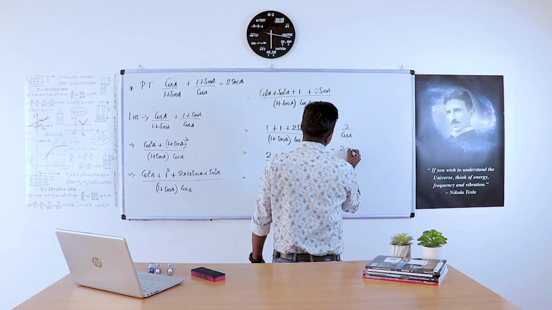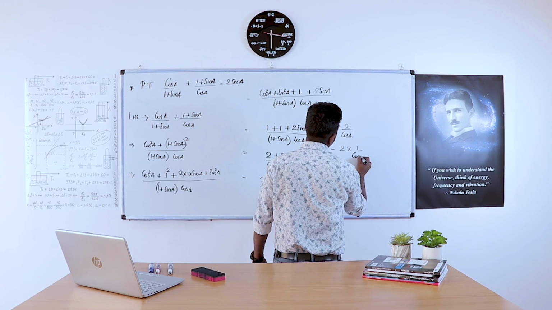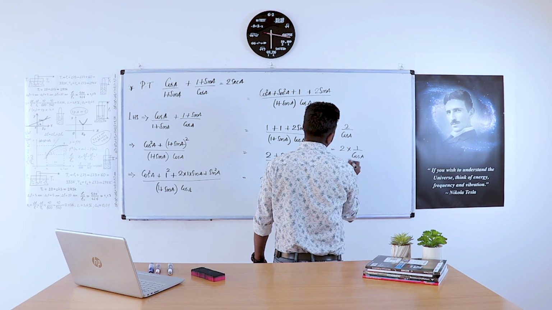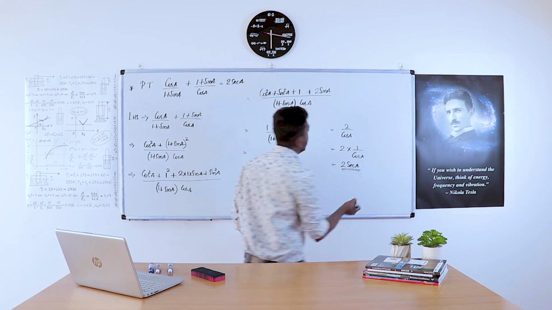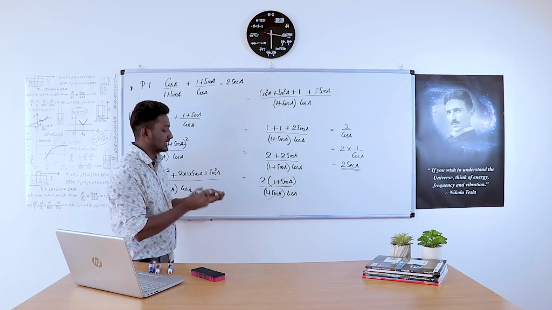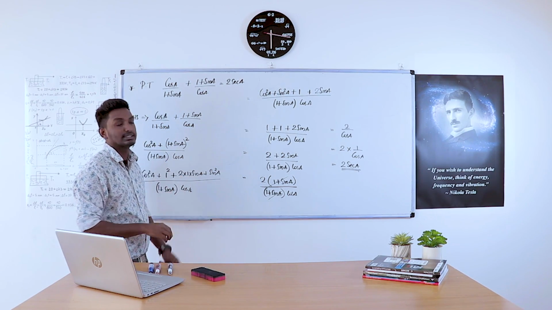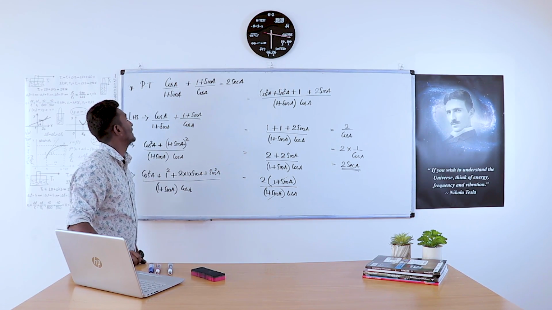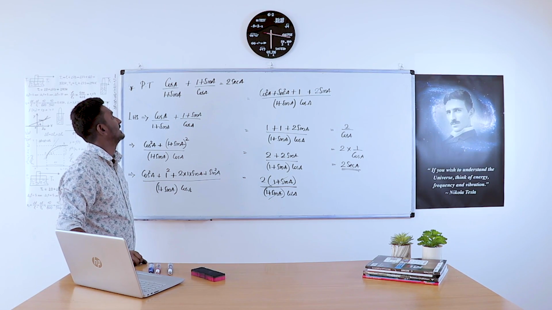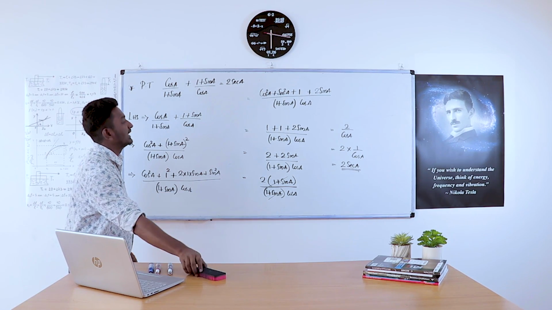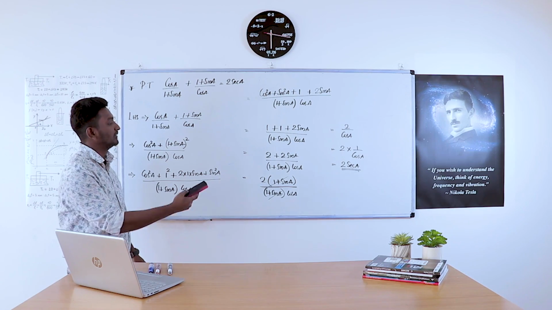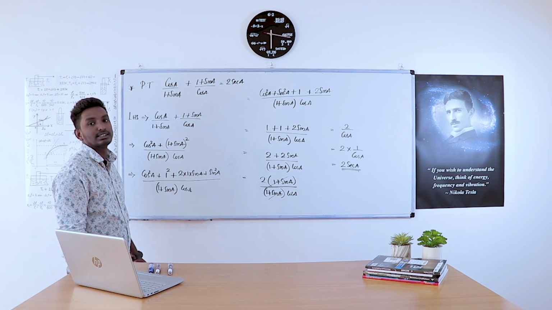So I can write this as 2 into 1 by cos A. What is 2 into 1 by cos A? 1 by cos A is cosec A. So the answer is 2 cosec A. So that is the right hand side, RHS. So cos A by 1 plus sin A plus 1 plus sin A by cos A gives 2 cosec A. Hence proved. We proved LHS is equal to RHS.